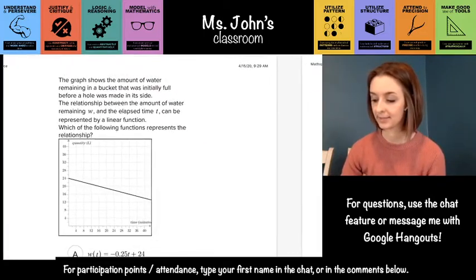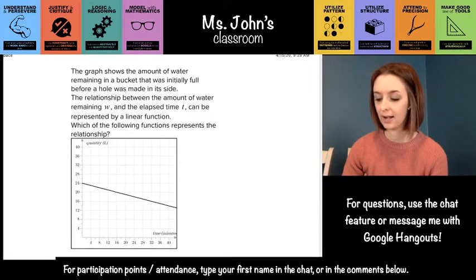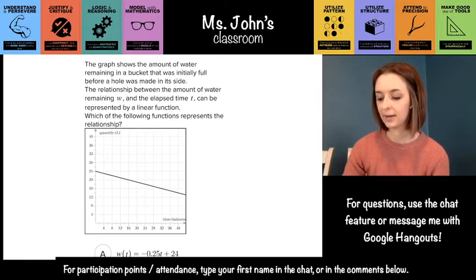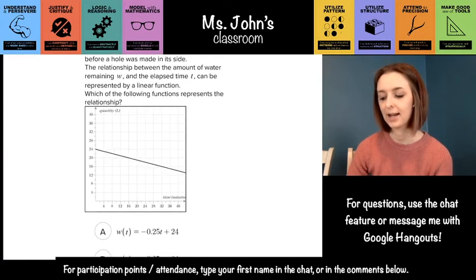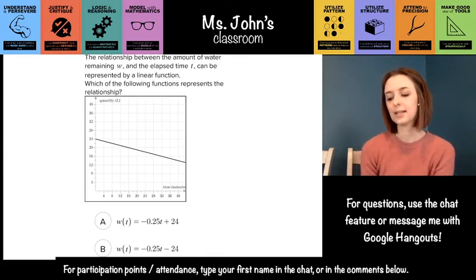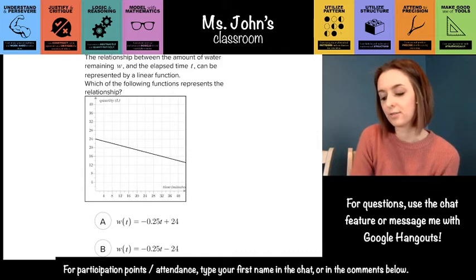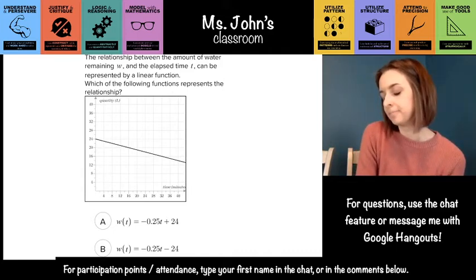Okay, this is number 6. The graph shows the amount of water remaining in a bucket that was initially full before a hole was made in its side. The relationship between the amount of water remaining and the elapsed time can be represented by a linear function. Which of the following functions represents that relationship?